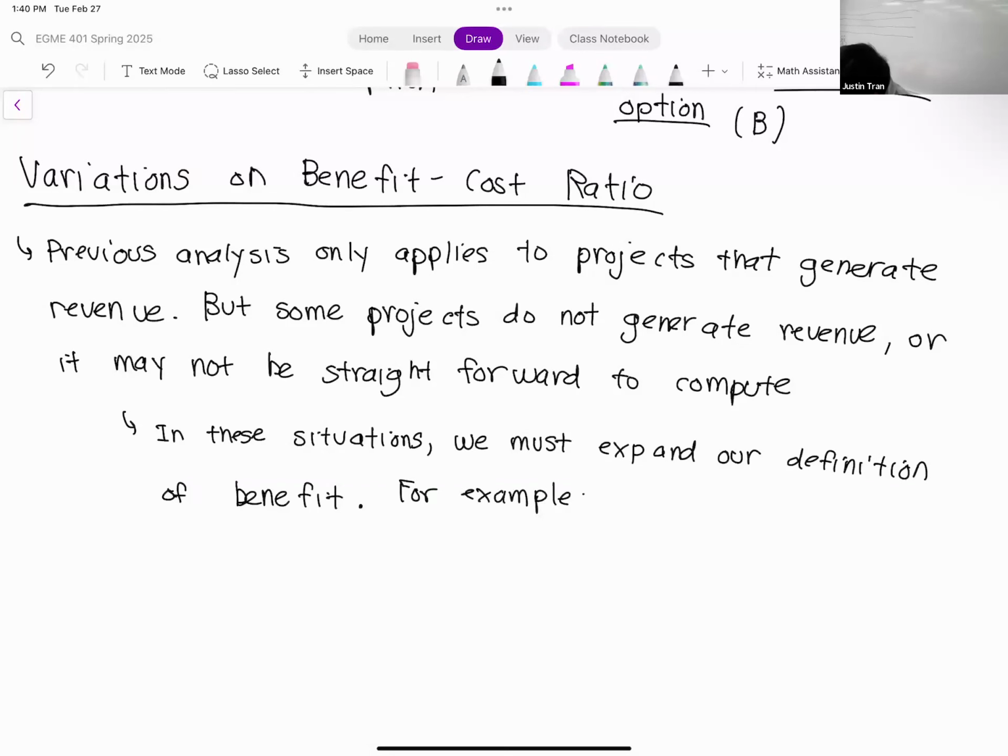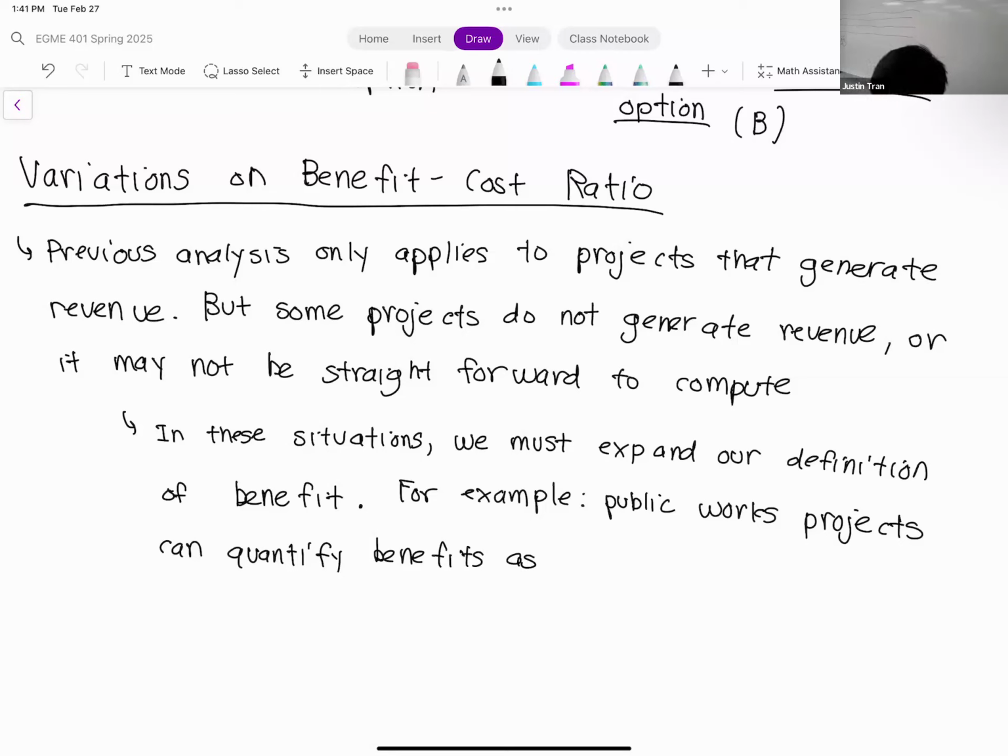All right, so for example, one common example that people think of is public works projects, right? Works on the roads, the sidewalks, the traffic lights. Those don't necessarily generate revenue. And so in public works projects, you may not be able to quantify the benefits in terms of revenue that's coming in, right? It's not like you pay to use the traffic light. But you can quantify benefits in other ways. So maybe you compute the benefits as benefits to the public.